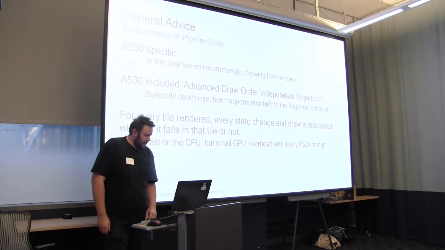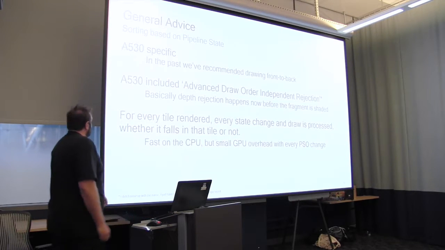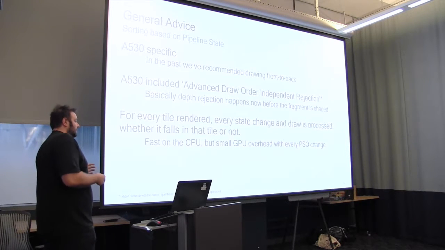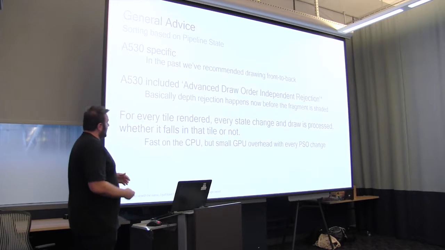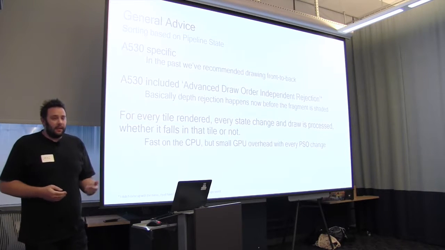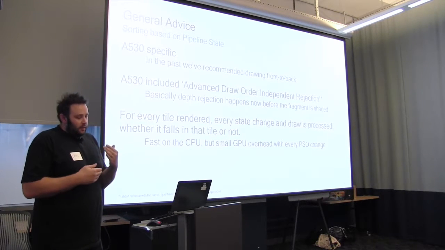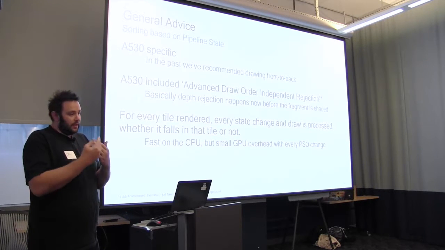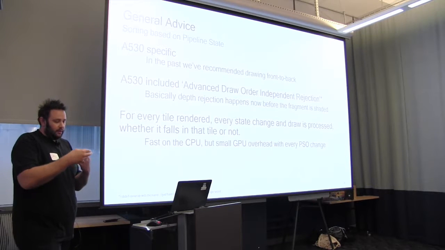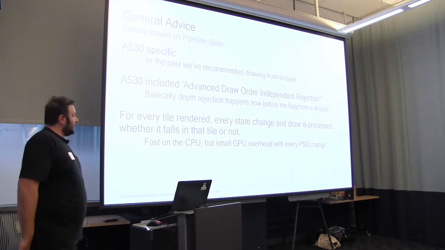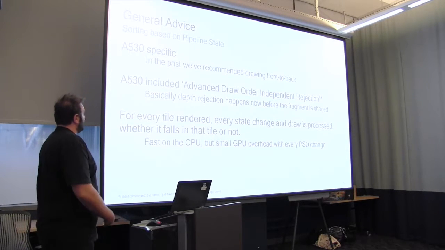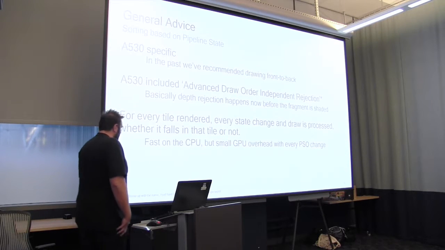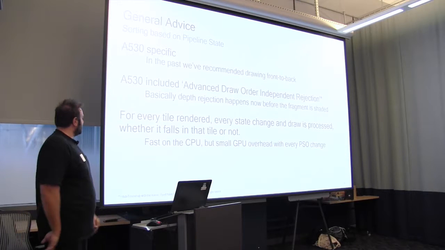Okay. So the next bit of advice is sorting on pipeline state. In the past, on the 4X series and the 3X series, we've recommended drawing front to back. This way, when you're rendering, you don't have to worry about overdraw as much because you're able to do a quick depth cull for the pixels that have already been rendered in front. For A530, we don't need that. We've got this thing that we call Advanced Draw Order Independent Rejection. I didn't come up with the name, I just have to use it.